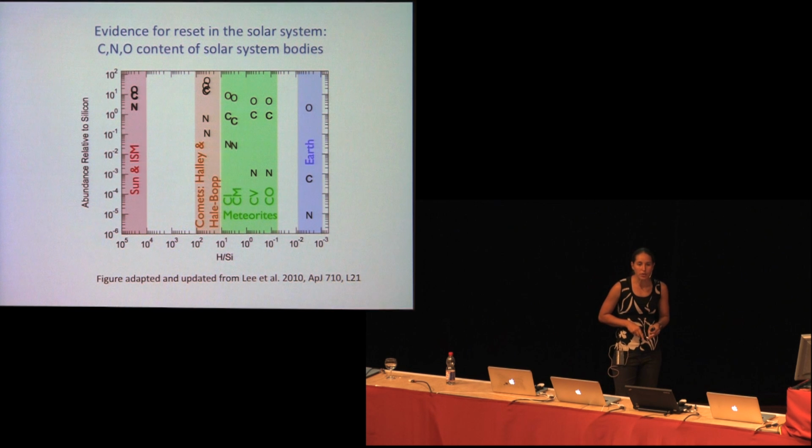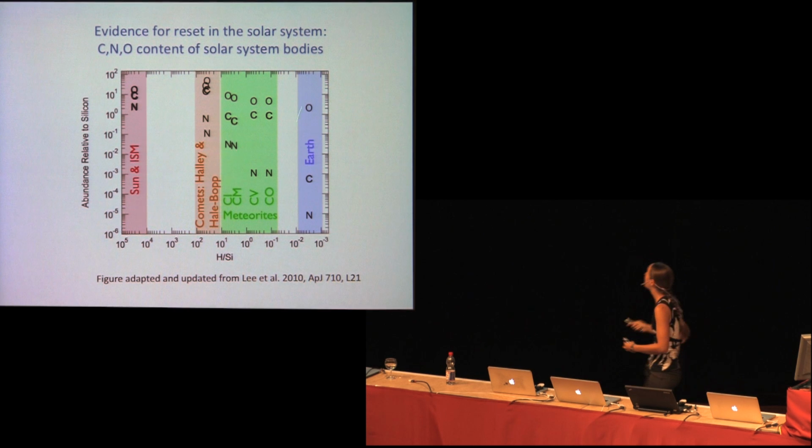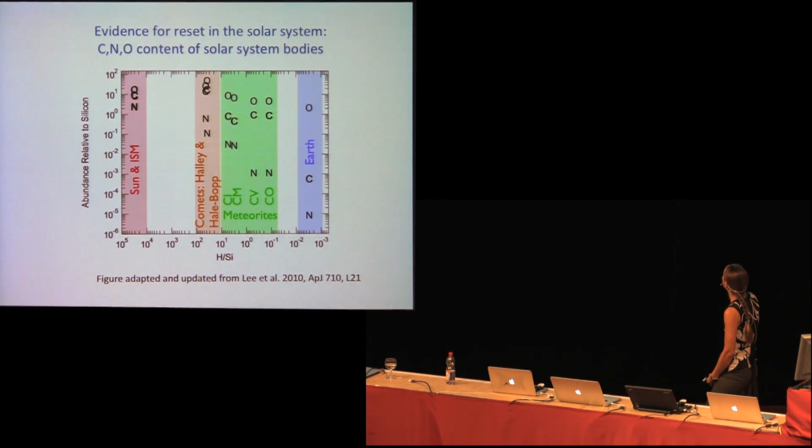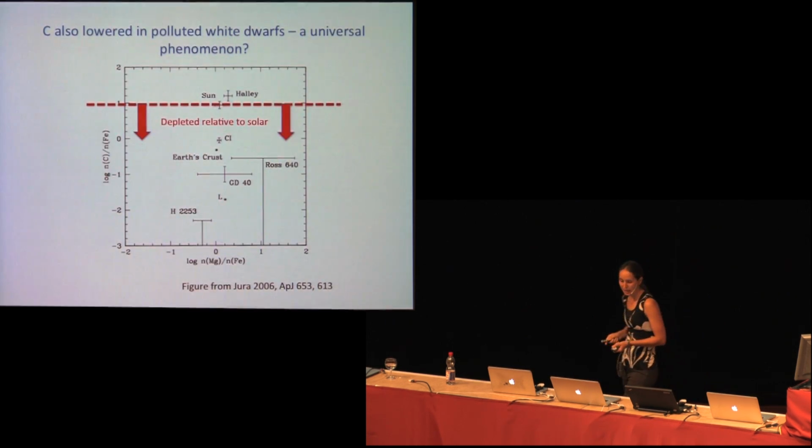Another thing you can do is look at the compositions of the bodies in the solar system. And it turns out that if you were to take, for example, a body that has the same composition as the sun or the ISM, and you try to make an Earth out of it, you cannot do that. So the compositions don't match. So this is, again, evidence that the chemistry has changed.